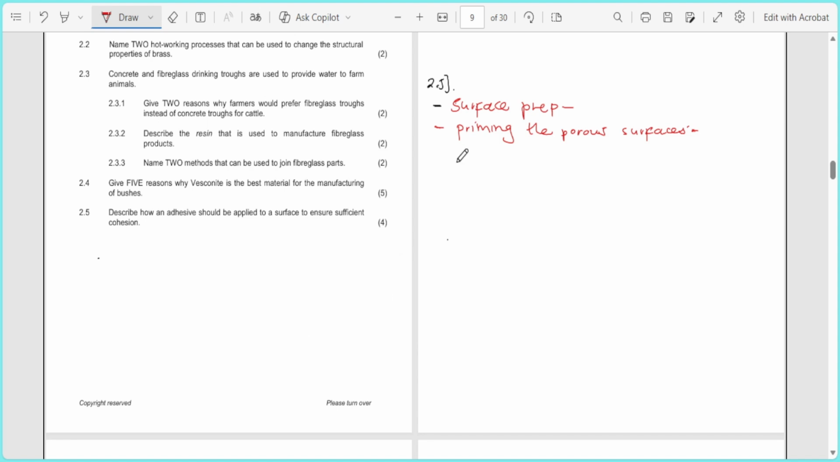Then from there we're going to have a thin and even application of the adhesive.